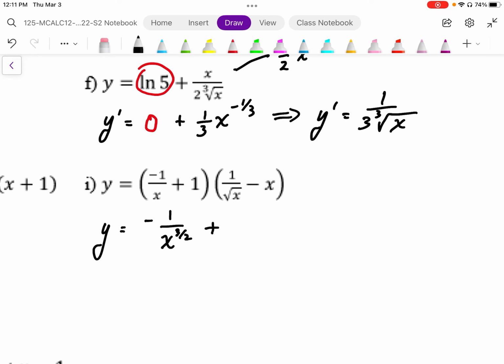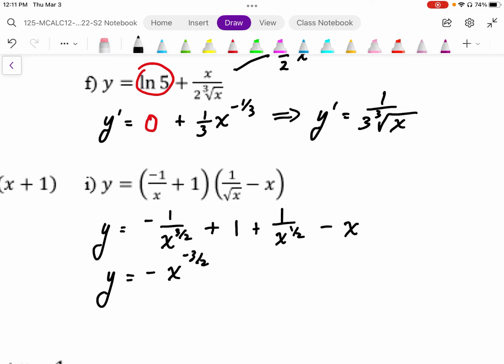It's going to be x divided by x, which is 1. Inside, I get plus 1 over root x. So I'm going to write that as x to the 1/2. And lastly, it's going to be minus x. Those are my 4 terms. And I want to make sure that I know what the coefficient is, that's going to be a coefficient of negative 1. The power is going to be negative 3 over 2.